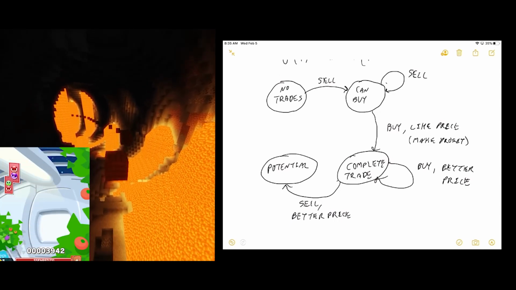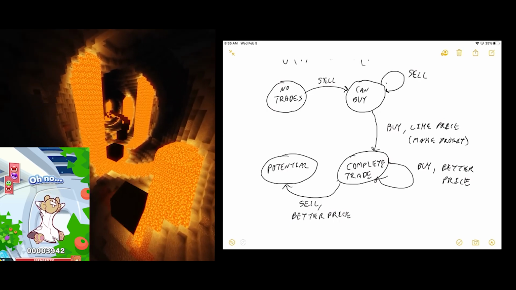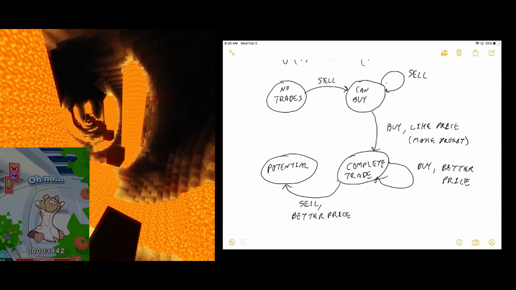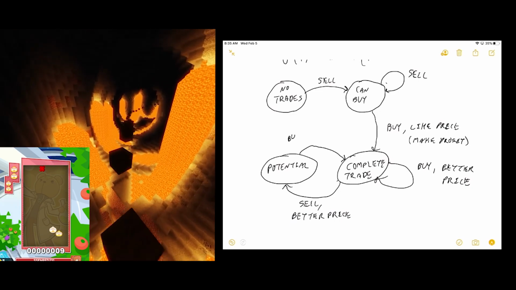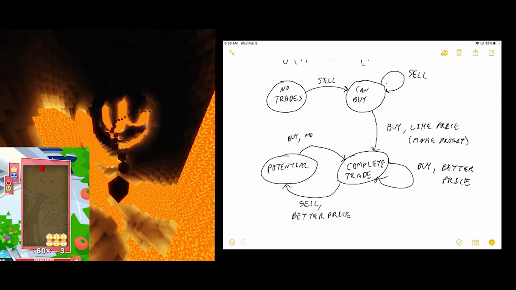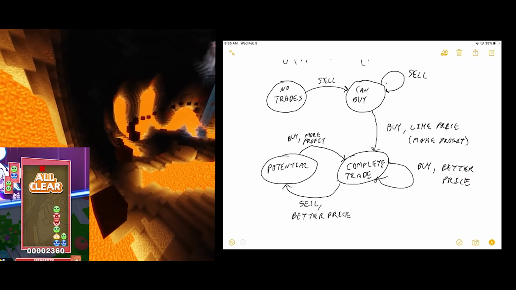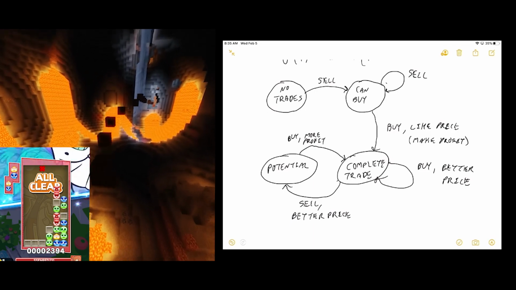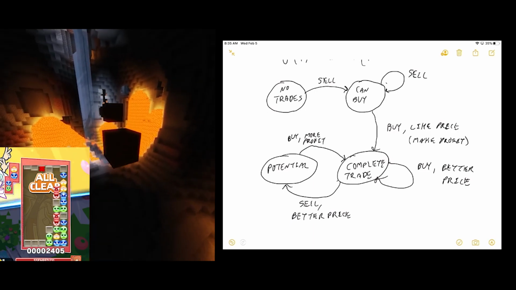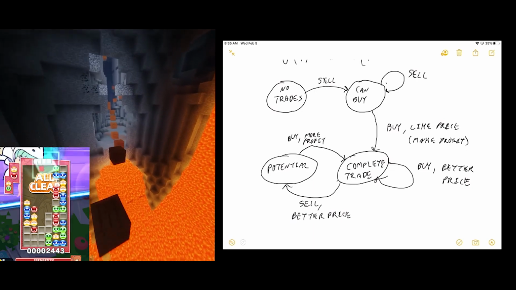Now, what if I'm in the potential state and I see a buy order? I might go back to the completed trade state if they were willing to buy and I can make more profit. Then I would replace my old trade with the new one. I'd go back to the completed trade state. If I'm in either of these last two states and the day ends, whatever my completed trade is, that's the one I will display.